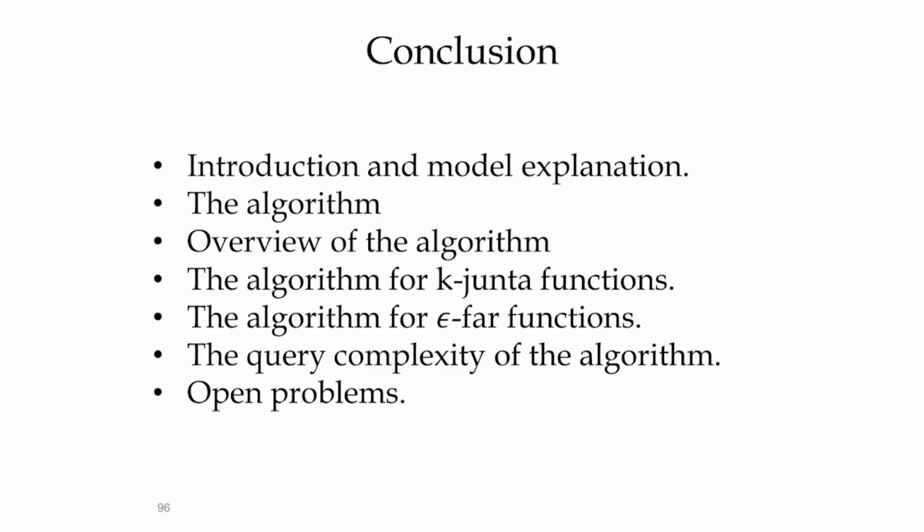Okay, so what have we seen today? I explained the model and showed you how the algorithm works. We went through the path for f was a k-Junta, then we switched to the path for f was ε-far from a k-Junta and calculated the total chance of failure. We talked about and proved the query complexity, and then we finished by talking about some open problems.